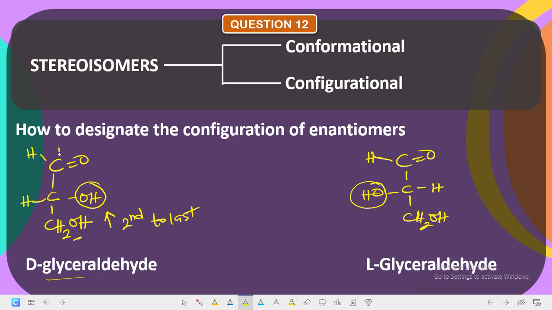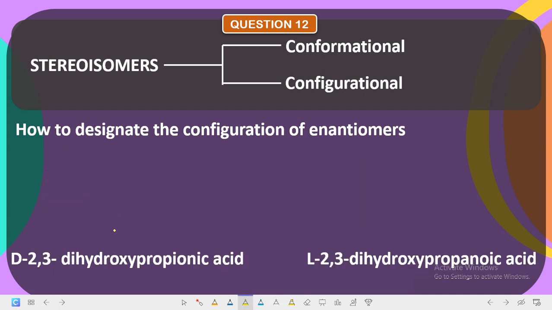So this is carbon 1, this is 2, this is 2 and what? 3. This is second to last. The last is what? 3. Second to last is this. So if the second to last carbon is at the right hand side, you call it what? The D-isomer. And if it is at the left hand side, you call it what? L-isomer. Now let's look at this other one.